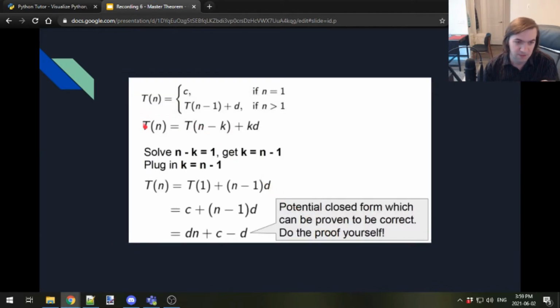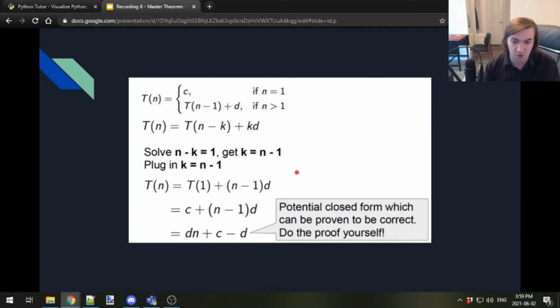So given that, we're going to solve for having n minus k equal to our base case, which in this case is 1. So n minus k is 1, we get k is n minus 1. We plug that into what our guess is, which means we get t of 1 here, and we get n minus 1 instead of k, which gives us t of 1, n minus 1 times d. So we get c plus n minus 1 times d. We put the d inside the brackets, and we end up with what's here.